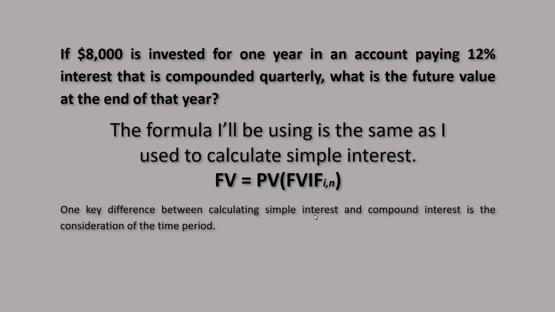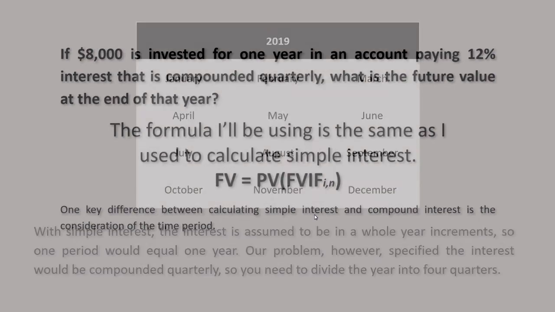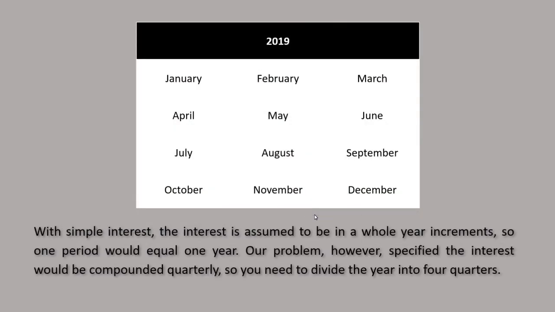If $8,000 is invested for 1 year in an account paying 12% interest that is compounded quarterly, what is the future value at the end of that year? One key difference between calculating simple interest and compound interest is the consideration of the time period. With simple interest, the interest is assumed to be in one whole year increment. So one period would equal 1 year. The problem specifies, however, the interest be compounded quarterly, so you need to divide the year into 4 quarters, right?